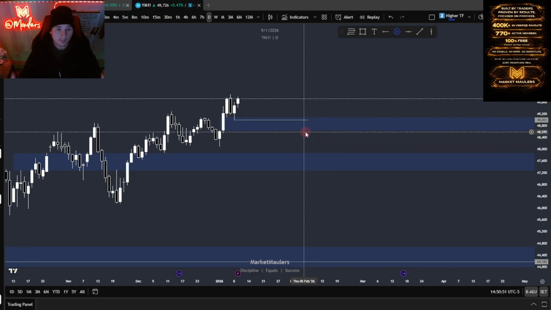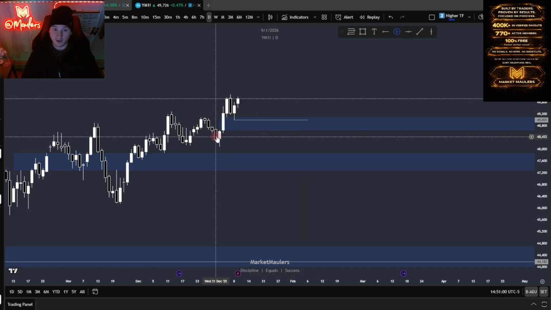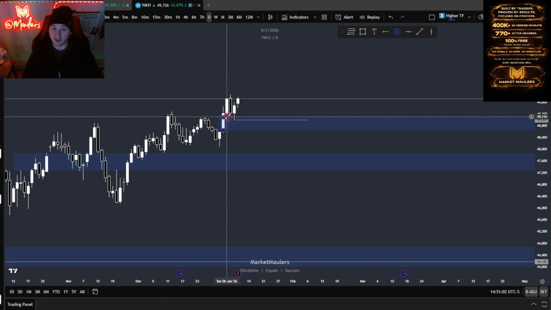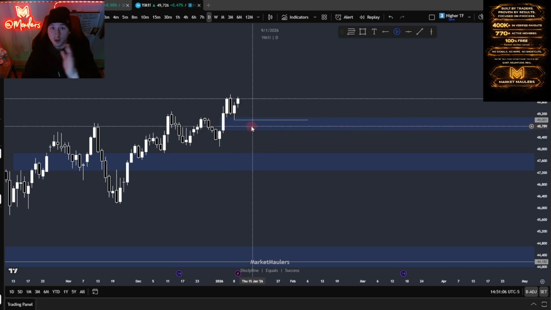So they form a three candlestick pattern. First, bullish and bearish. The bullish ones, it's going to be your first candlestick's high, your third candlestick's low, okay? Bearish, it's going to be your first candlestick's low, your third candlestick's high, okay?